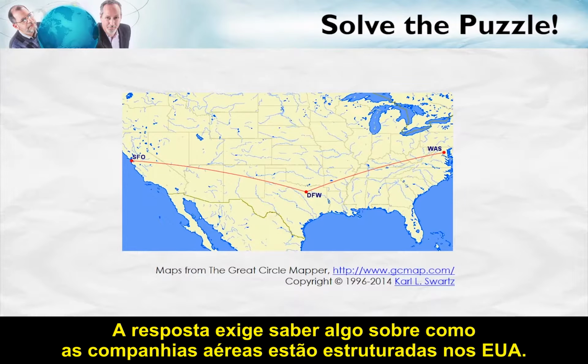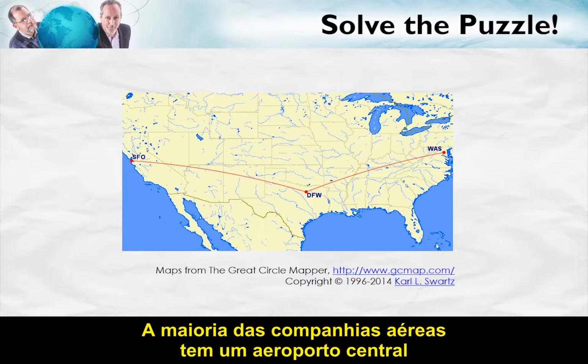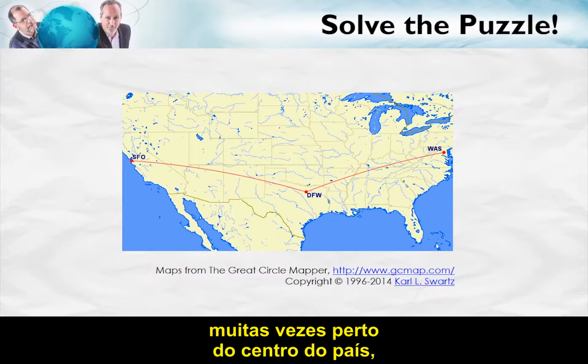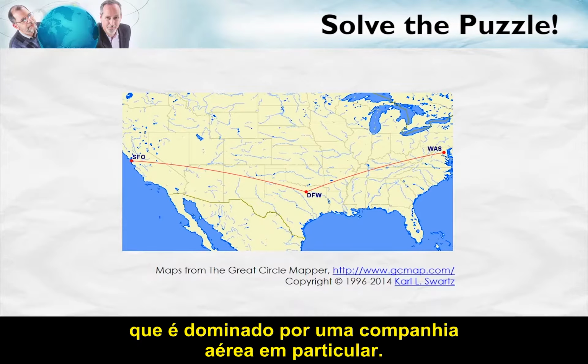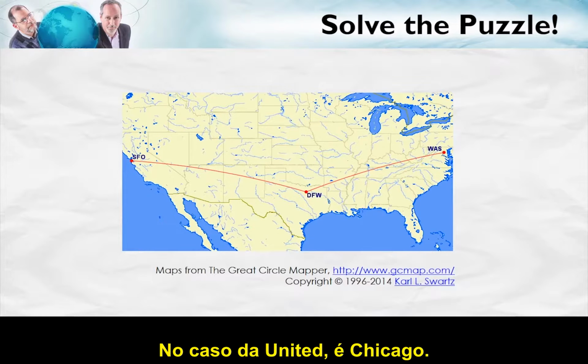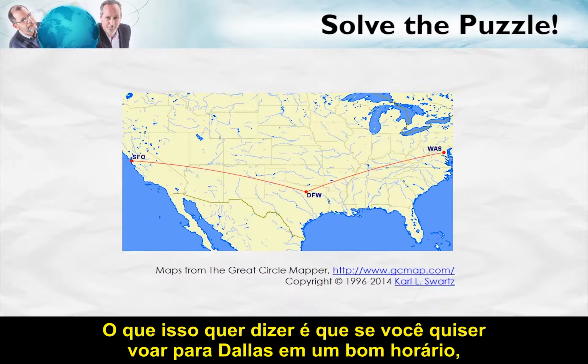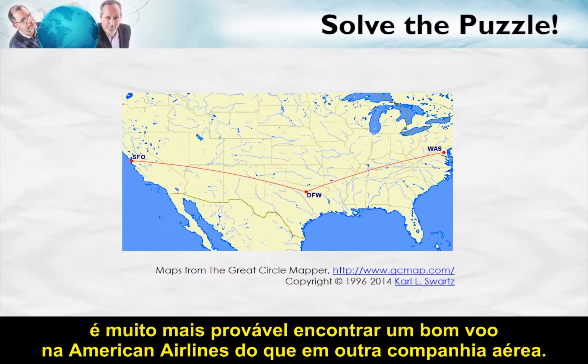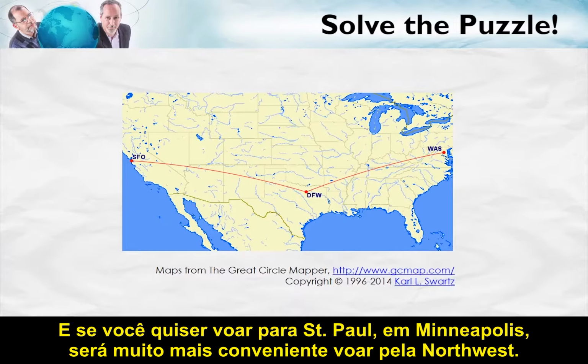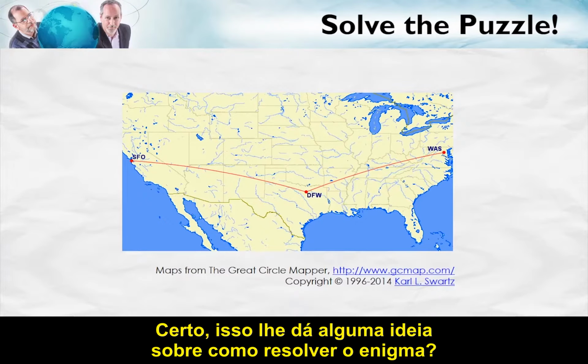The answer requires knowing something about how airlines are structured in the United States. Most of the airlines have a hub airport, often near the center of the country, that's dominated by one particular airline. In the case of American Airlines, it's Dallas. In the case of United, it's Chicago. Northwest dominates Minneapolis, St. Paul, and so forth. What this means is that if you want to fly to Dallas at a convenient time, you're much more likely to find a good flight on American Airlines than on another airline. And if you want to fly to Minneapolis, St. Paul, it's going to be much more convenient to fly Northwest, and so forth. Okay. Does that give you any ideas about solving the puzzle?